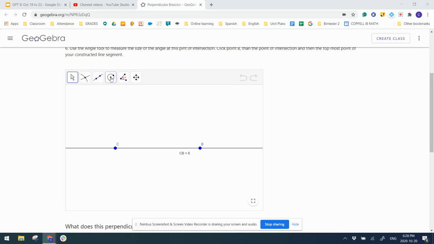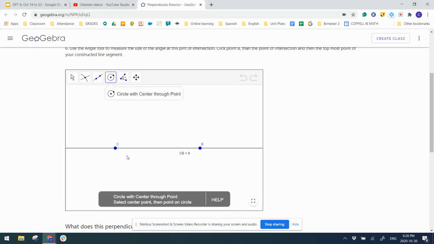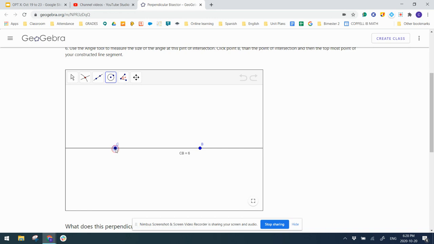So what we are going to do here is create a circle. We're going to put the center here on point C, and then we're going to bring our circle out so that the circumference ends on point B over here. So the radius of my circle is from C to B.